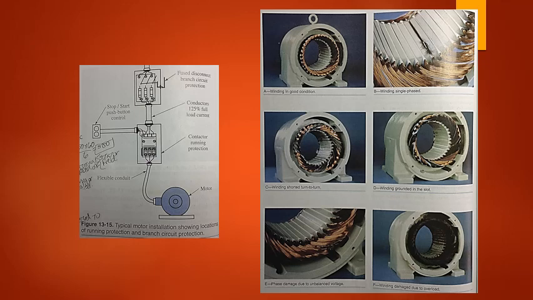Branch circuit protection means that a fuse or breaker is installed to protect the circuit feeding the motor. This fuse or breaker can be set to trip if the current exceeds anywhere from 150% to 500% of the motor's full load current.